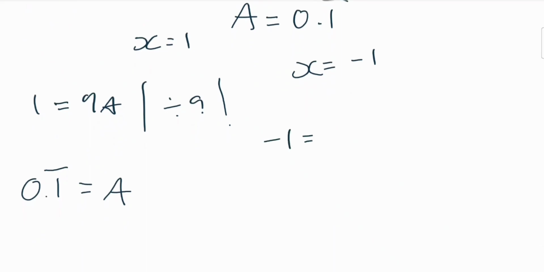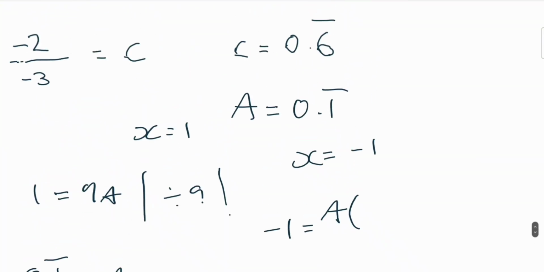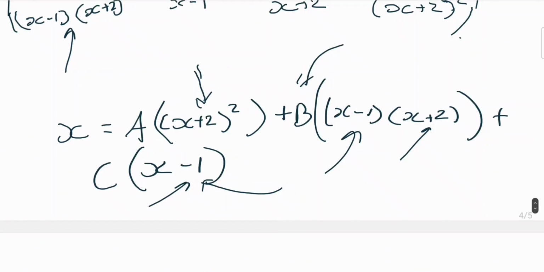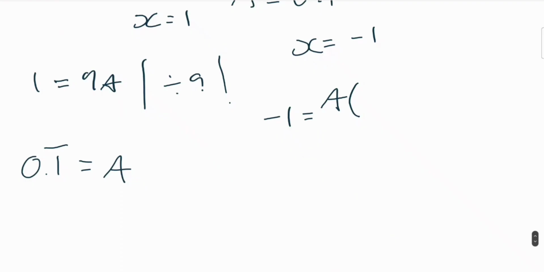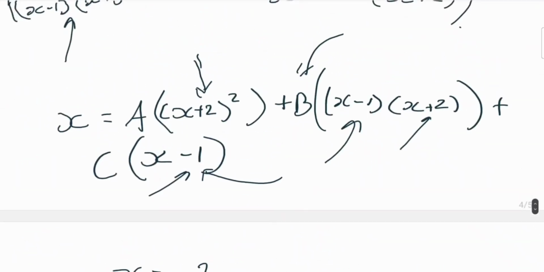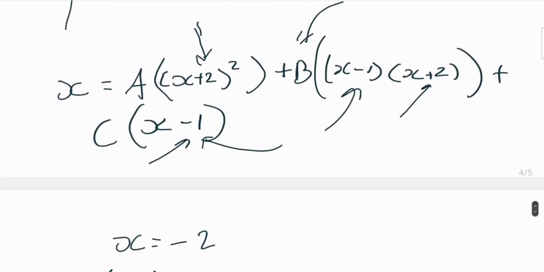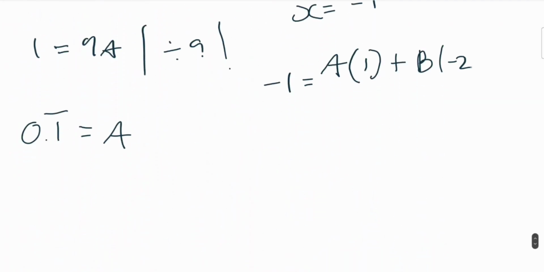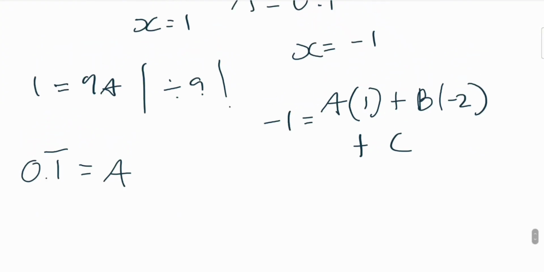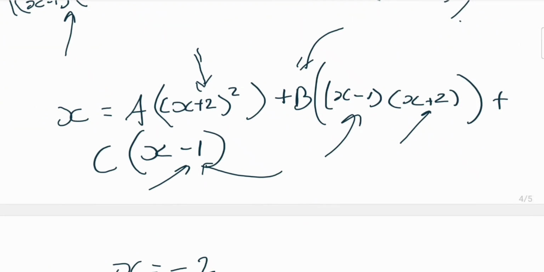So that means that negative 1 is going to equal A, and then A is A times negative 1 plus 2 squared. Okay? So negative 1 plus 2 is 1, and then squared is going to be 1. So negative 1 equals A times 1, plus B times negative 2 times 1, or just negative 2B. Great. Plus C times negative 1 minus 1, or negative 2C.